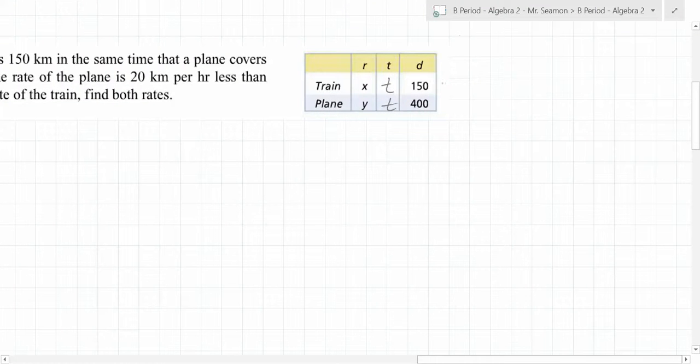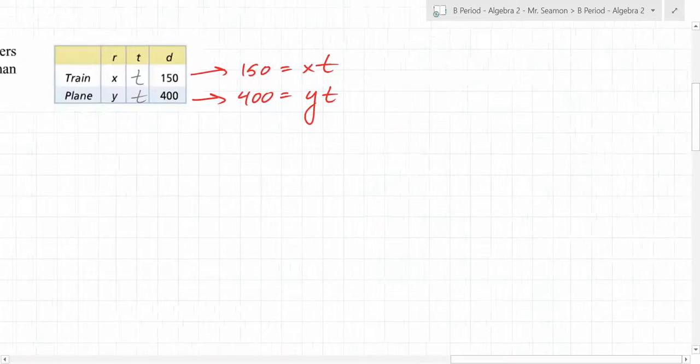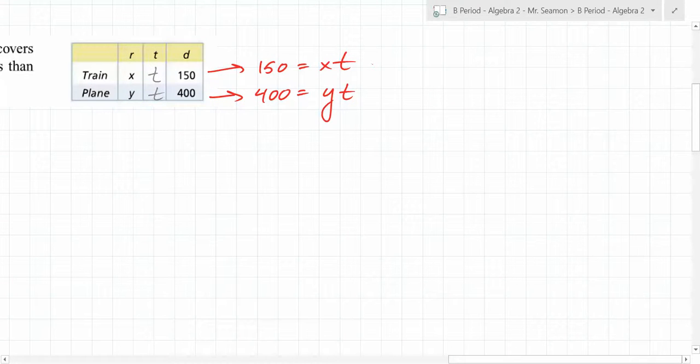Rate times time. So from this first line, you know that 150 is equal to what? X times t. And what do you know from the second line? 400 equals y times t. We did one like this before. It's the same t in each case. What can you isolate in each of them? You could isolate t. So from this one, you know that t is equal to 150 over x, and from this one, you know that t is equal to 400 over y.